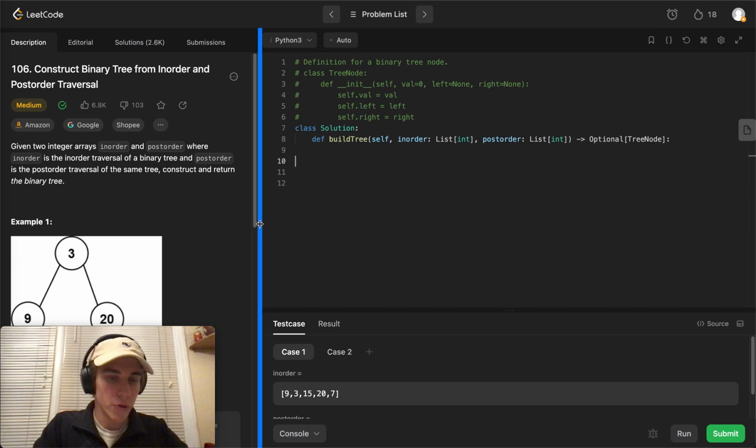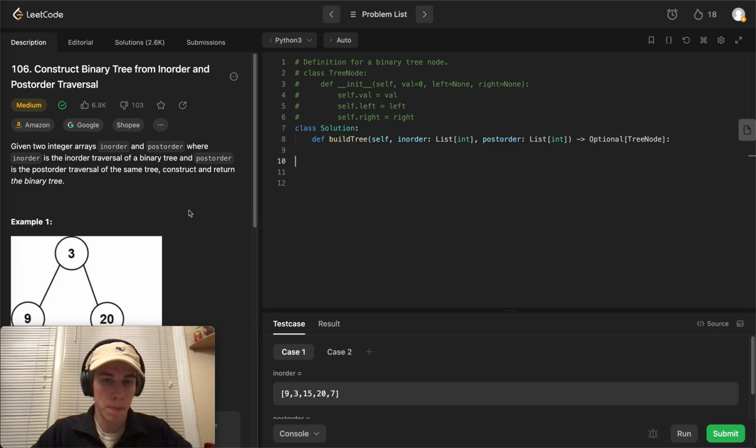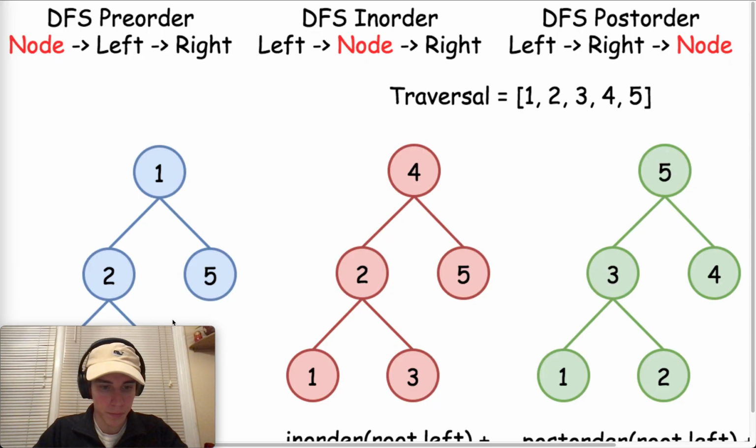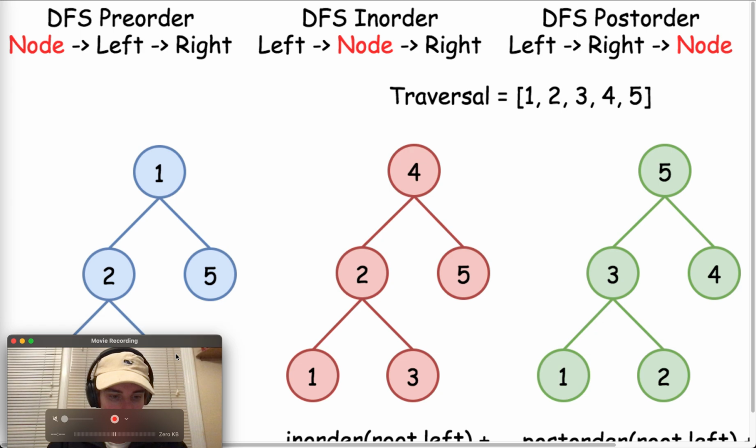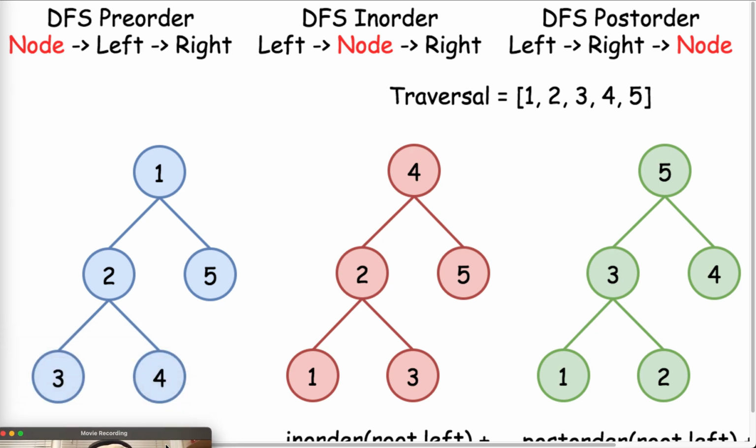Okay, question 106. Construct a binary tree from Inorder and Postorder traversal. Alright, so actually let me pull this up. I have an example of this. Let me quickly go over what's happening here.